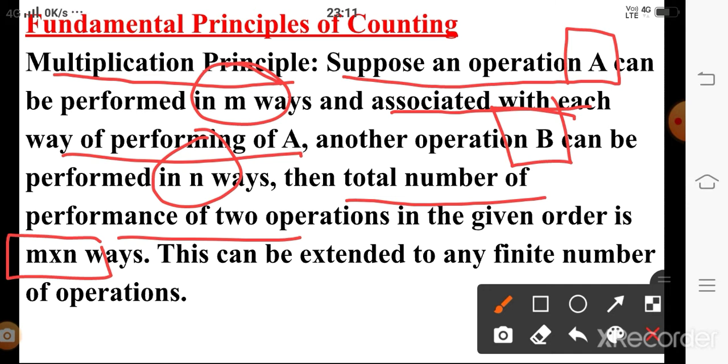If the situations are given and suppose we have two numbers 1 and 2, and 1 is arranged in m number of ways and 2 is arranged in n number of ways, then the total we are getting is m cross n.